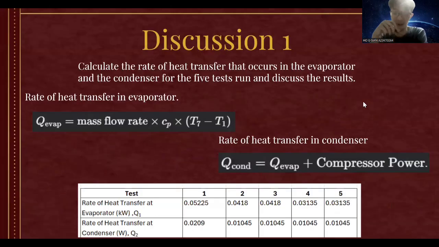Based on the results that we have discovered from this experiment, we have our first discussion, which is to calculate the rate of heat transfer that occurs in the evaporator and the condenser for the 5 test runs. The rate of heat transfer in the evaporator can be calculated by using the mass flow rate multiplied by Cp times T7 minus T1. And the rate of heat transfer in the condenser will be heat of evaporator plus compressor power. The table below shows the rate of heat transfer of evaporator and condenser from test 1 to test 5.